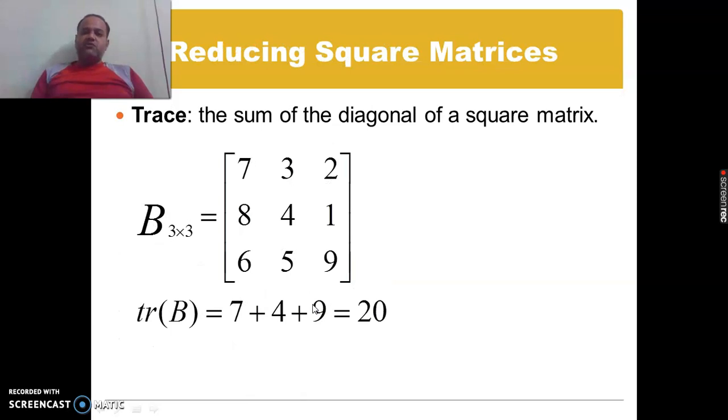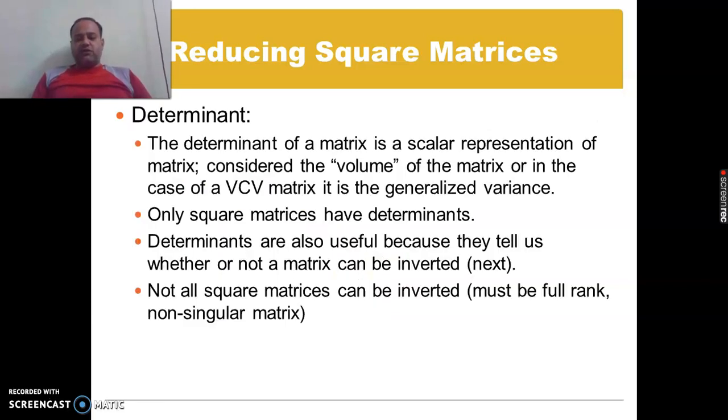Reducing square matrices means we have to convert the square matrices into a scalar. The first is the trace: the sum of the diagonal elements of a square matrix. Here we see B of order 3 by 3, and we are taking its trace. The trace of B is 7 plus 4 plus 9, the addition of the diagonal elements, which is equal to 20.